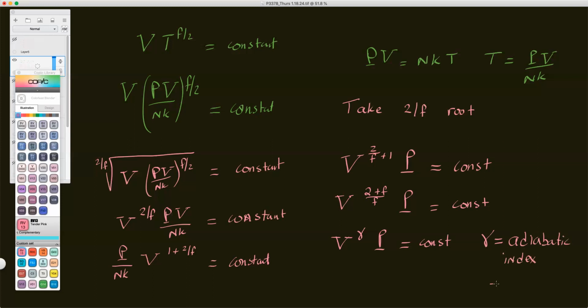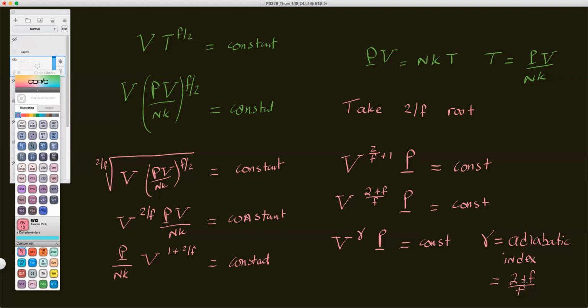And it's equal to (2 + F)/F. As you can see, that adiabatic index really only has the degrees of freedom in it. That's the only thing relevant to what kind of molecule it is, as we saw before.